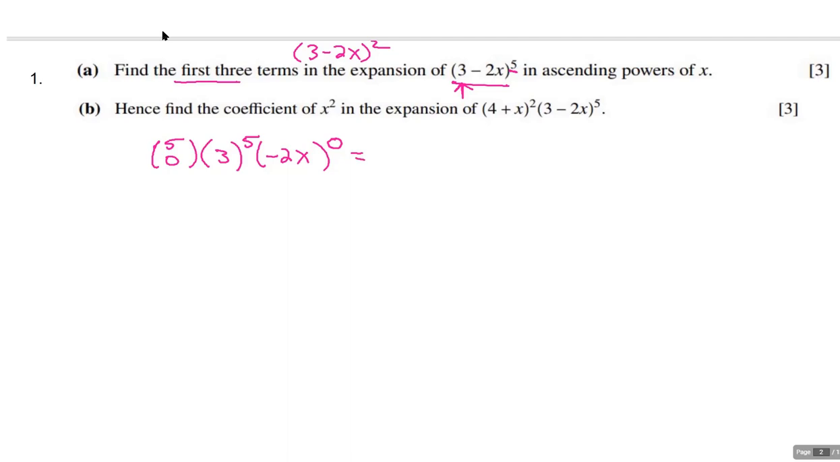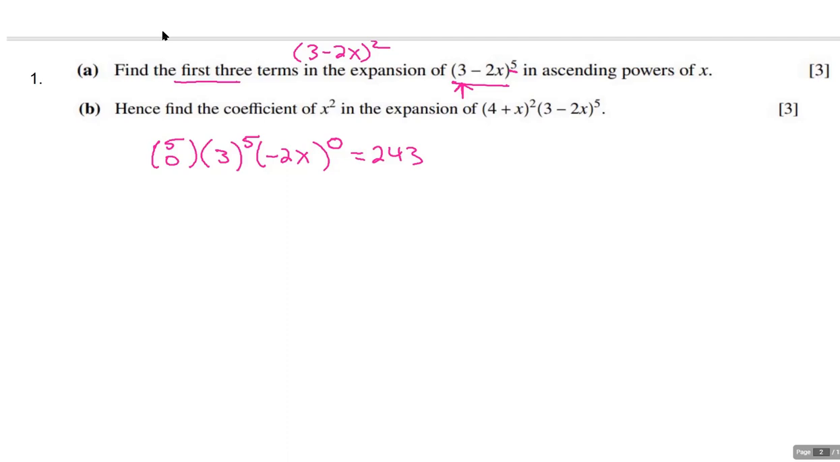So 5 choose 0 is going to be 1, and anything to the 0 power is going to be 1. So really I just need to know what 3 to the 5th power is. What's 3 to the 5th power? 243. All right, now that's the first term.